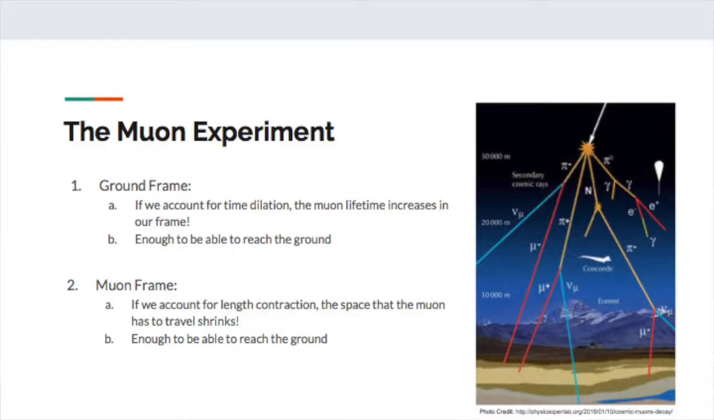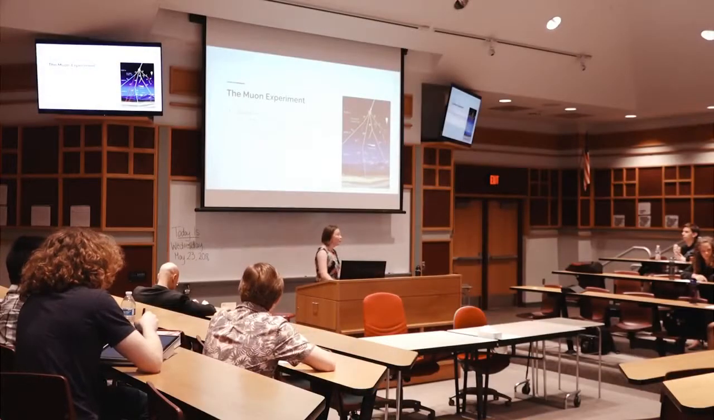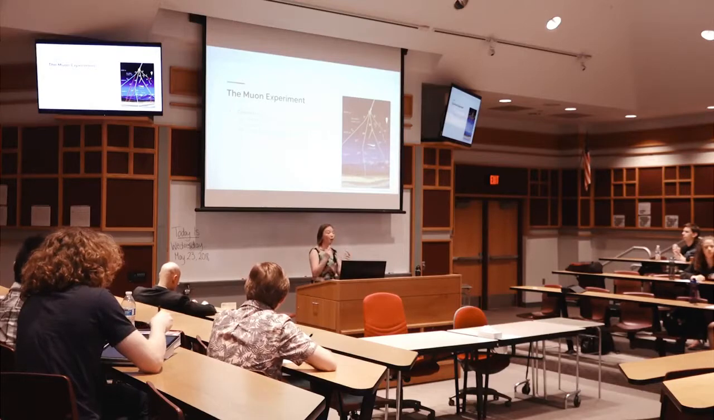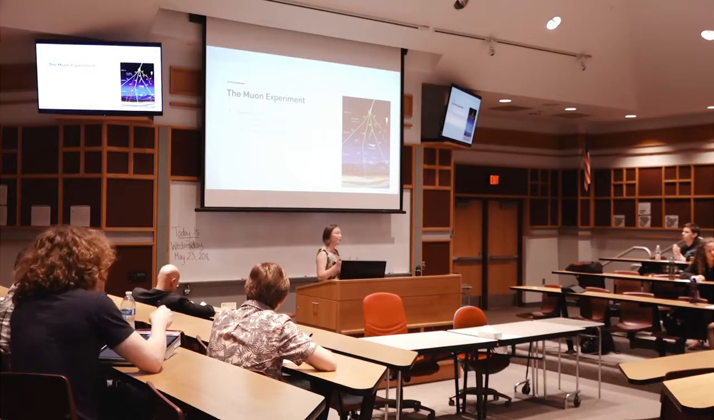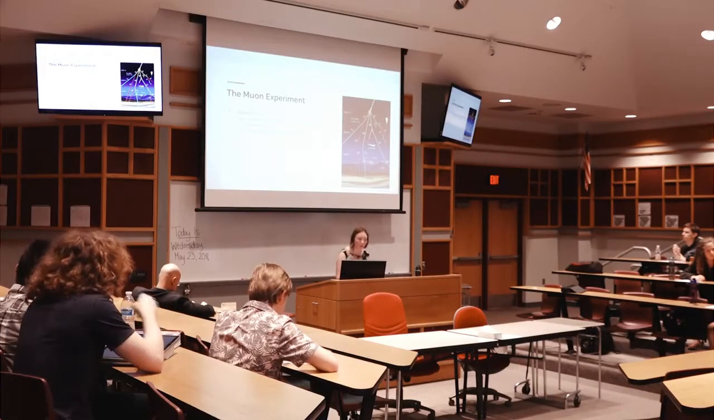We have to consider two different reference frames. Let's consider the ground frame first: you watching a muon making its way down to Earth. If we're watching a muon move, we know that we have to account for time dilation. We think that the muon's time is passing slower than our time, which means that its lifetime increases. Given its speed and its longer lifetime relative to us, we see the muons as actually being able to arrive on Earth.